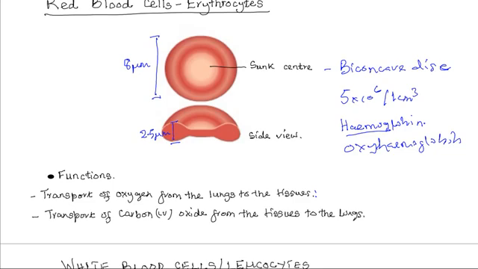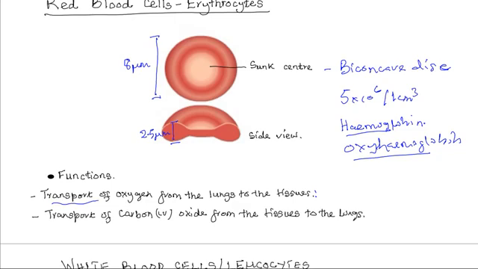So by combining with hemoglobin and forming oxyhemoglobin, the efficiency of transportation of oxygen is greatly enhanced. In fact, 97% of oxygen is transported in the form of oxyhemoglobin and only 3% in solution form. The other function of the red blood cells is the transport of carbon dioxide. Carbon dioxide is formed in the tissues as a result of cellular respiration. Then it diffuses from the tissues into the bloodstream and is transported to the lungs.